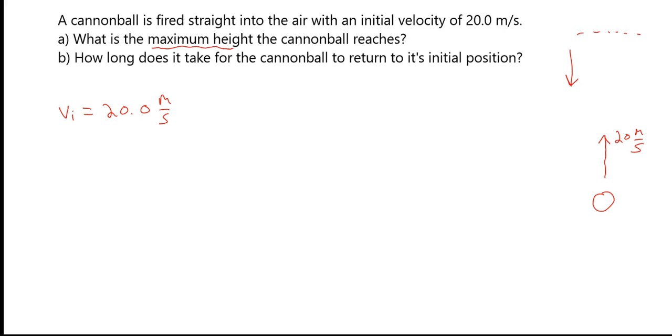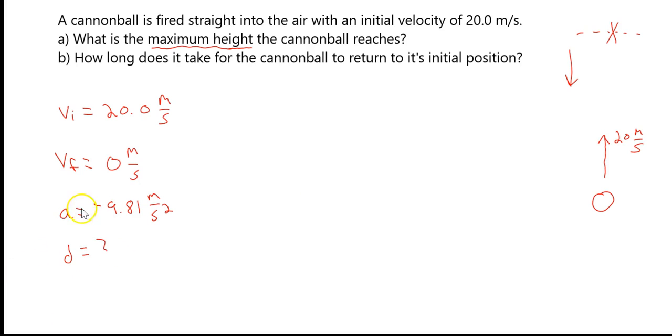And again, we're looking for the maximum height, so we know that at the maximum height, it has to come to rest for just an instant. That means the final velocity, in this case, is 0 meters per second. Our acceleration is just going to be the acceleration due to gravity, which is negative 9.81 meters per second squared. Now, keep in mind, because I decided to call up positive, the direction of the acceleration needed to be negative because it's down.